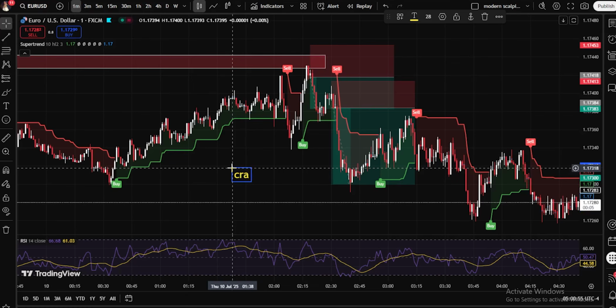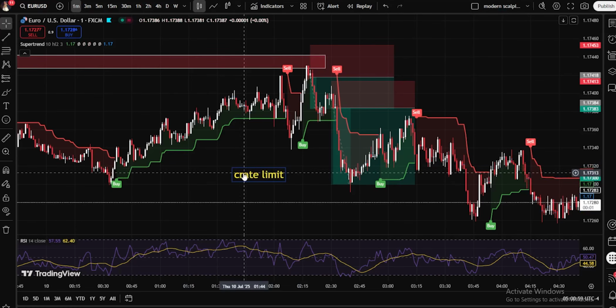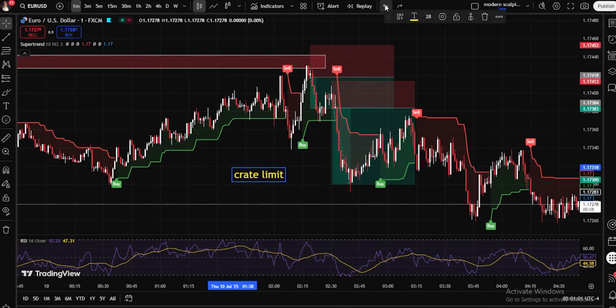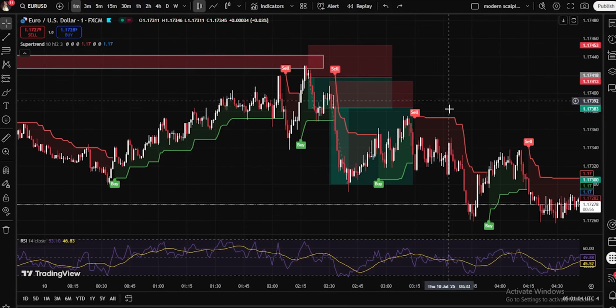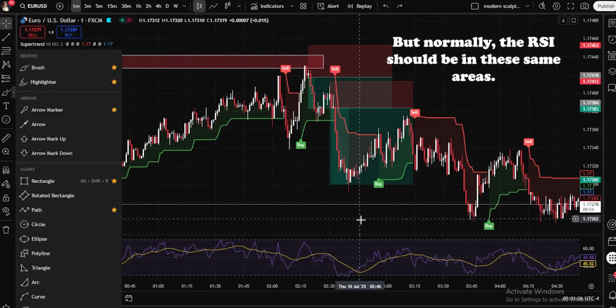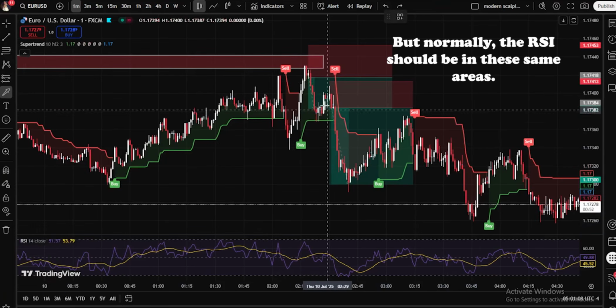RSI settings: period equals 14, overbought level equals 70, oversold level equals 30. These are the default settings, but in scalping, some people prefer to use levels 80 and 20 to get only very strong signals.